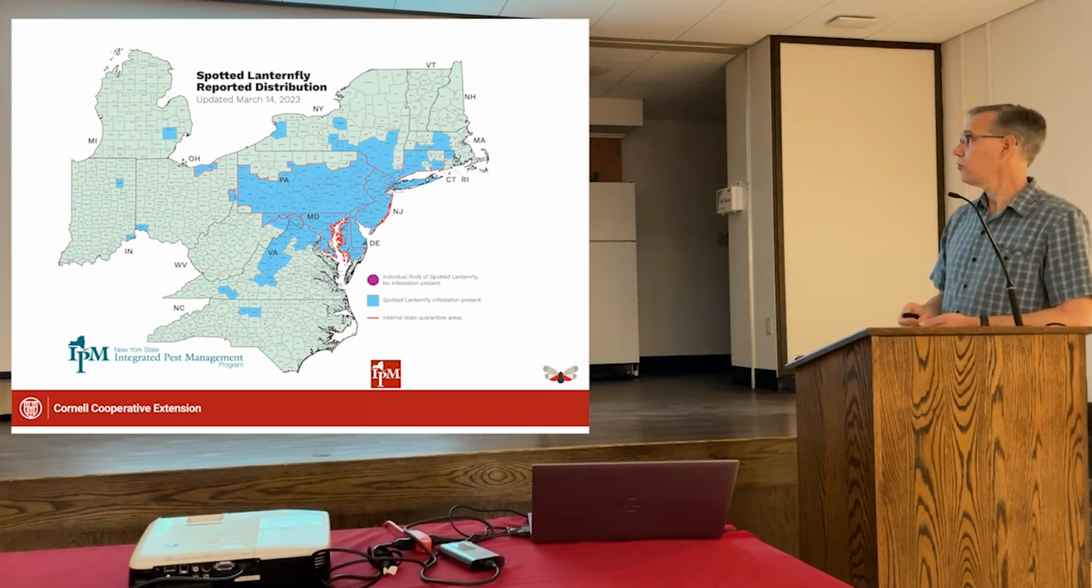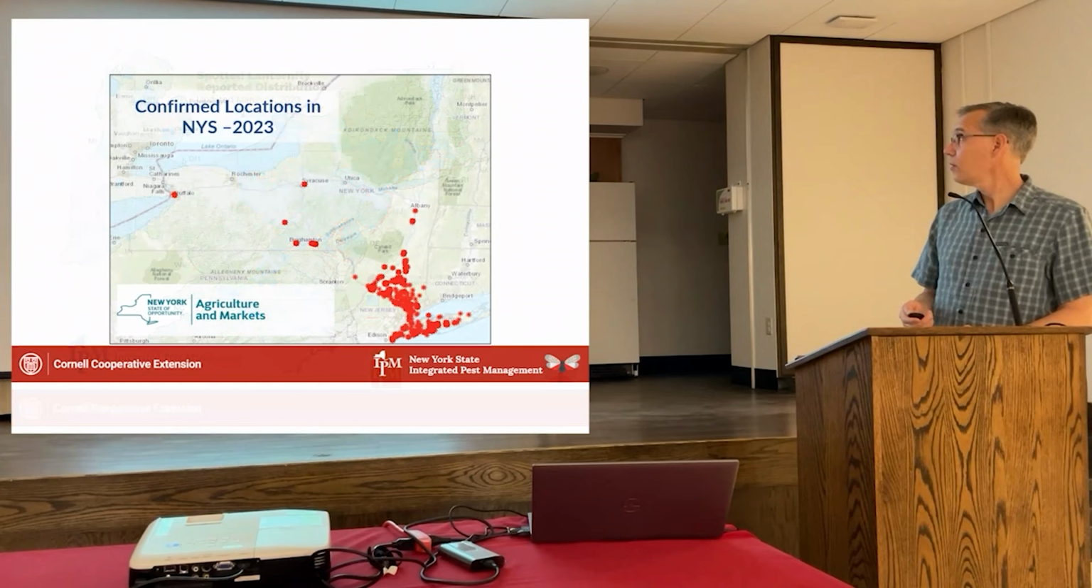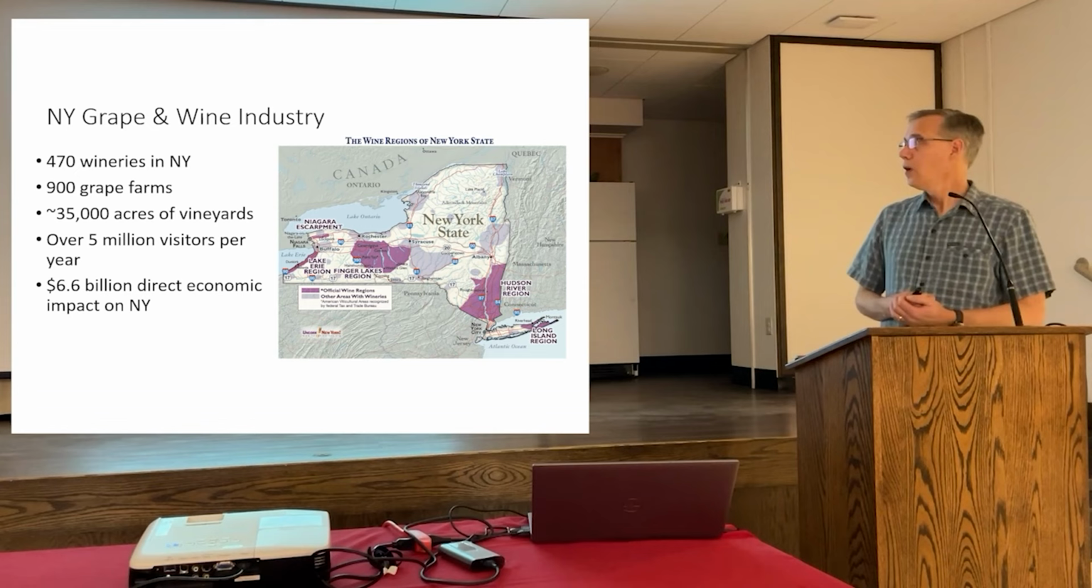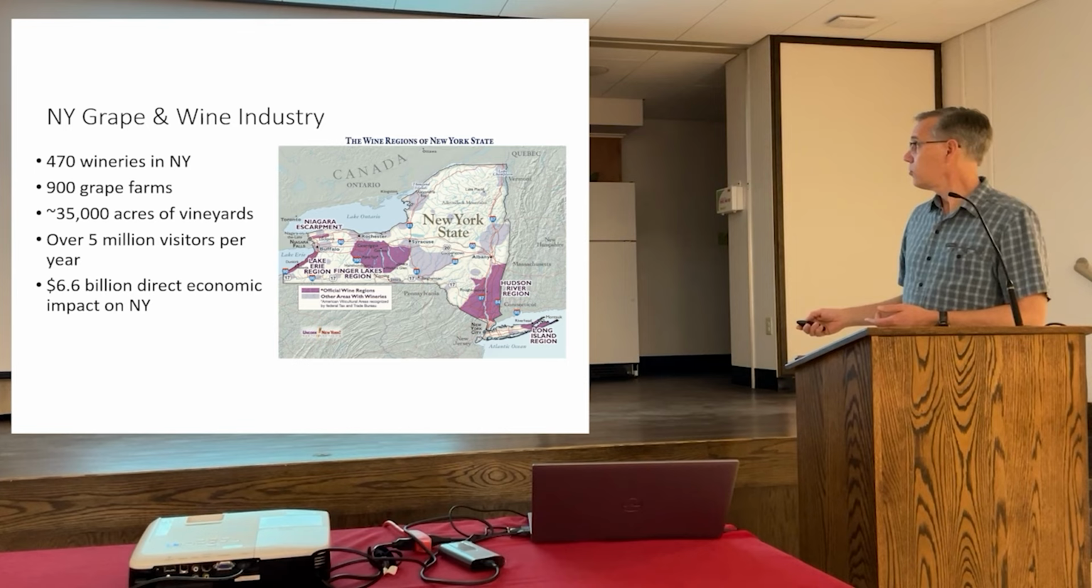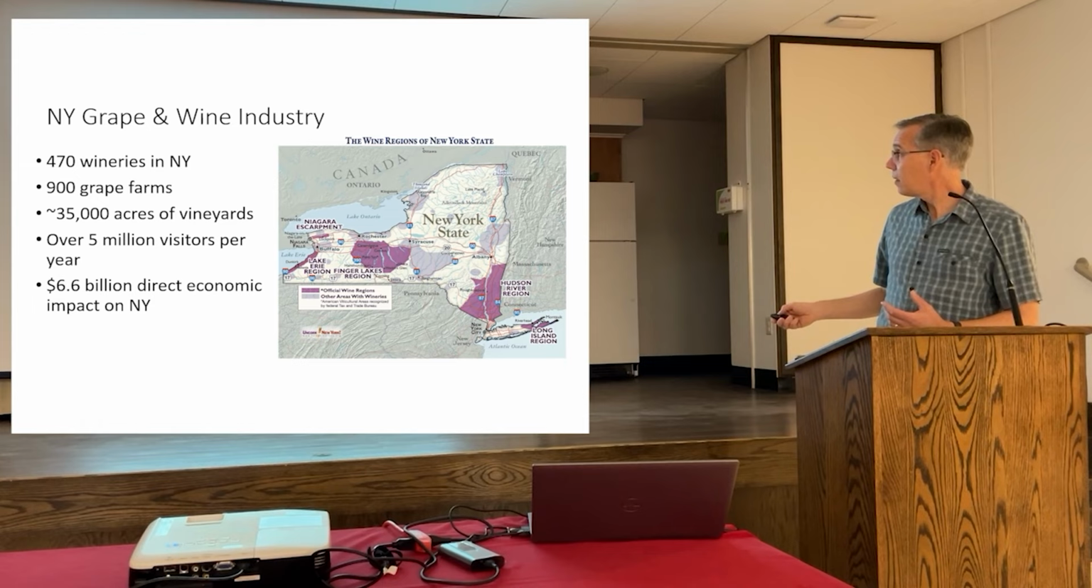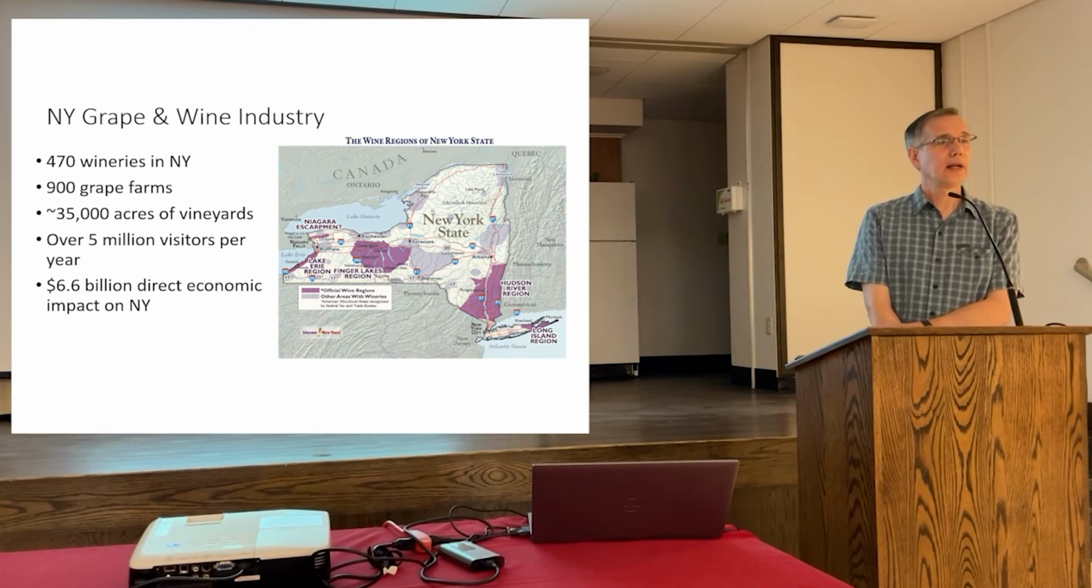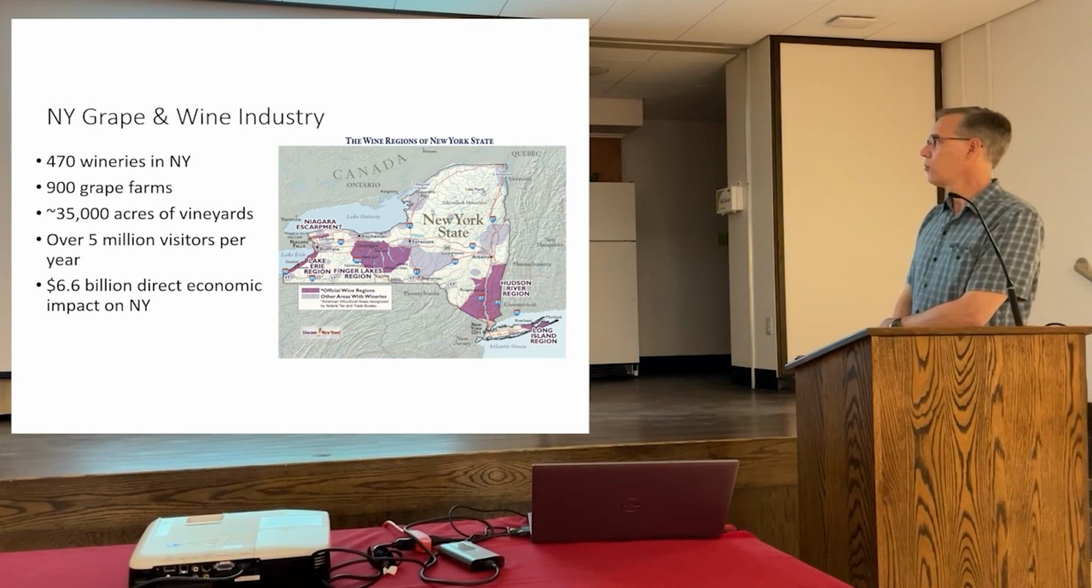So yeah, we're maintaining the national map for this. And here it is, the new location in Buffalo. But it's really important for us in New York State because of our grape and wine industry, including a majority of the juice grapes for the country, which are grown here along Lake Erie and in New York and in that part of Pennsylvania. So the Concord grape growing region has more acreage of grapes than the rest of the state because they're mechanically harvested. But very important.